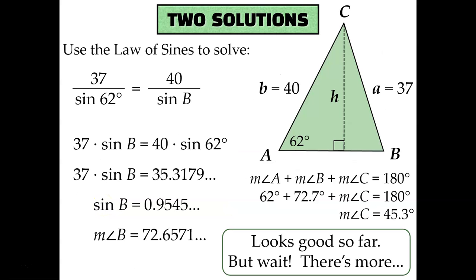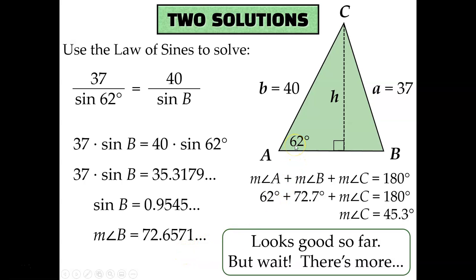So then how would it be possible to have two different solutions? This time we have the measure of angle A is 62 degrees, the length of little a, which is across from angle A, is 37 units, and the length of little b is 40 units. So I'll set up my law of sines, 37 over sine of 62, because that's the side length and the angle across from that side length, equals 40 over sine of b, so side length over angle across from that side length. So I'll cross multiply and solve, and this time the sine of b is a number that's less than 1. So when I take the inverse sine of both sides, I find out that the measure of angle b is 72.6571 degrees.